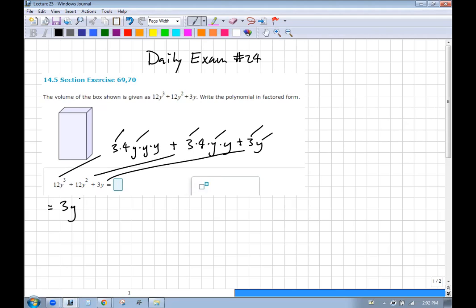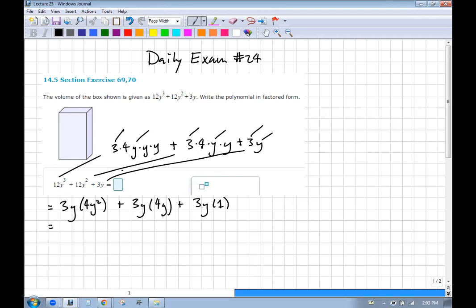And if you want to do this step by step, we would rewrite this guy as 3y times 4y squared, right? There's your 12 and your y cubed. Same thing with the next one. We pull out the 3y because that's our GCF. We still need a 4y, right? There's the 12 and the y squared. And then the last one we would rewrite as 3y times 1.